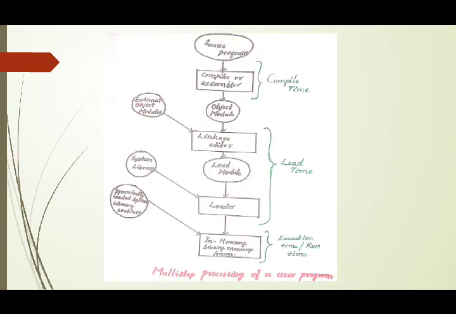Now let's see the multi-step processing of a user program, starting with a source program which is then compiled or assembled. That is known as compile time, the time needed for compiling and assembling. The linkage editor, load module and loader stages are known as load time. And the in-memory binary memory image is used at execution time. A general diagram for multi-step processing of a user program is shown.